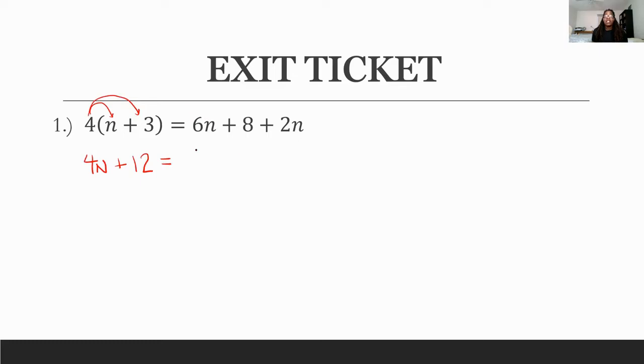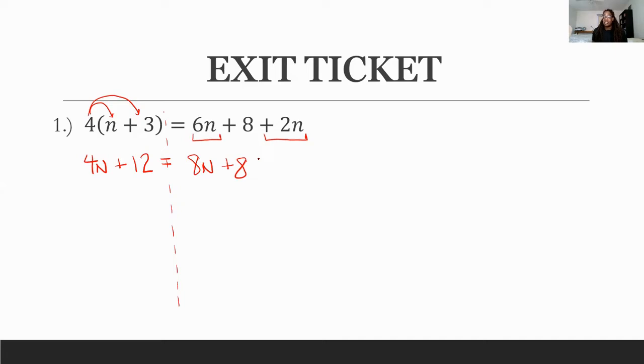So now we need to look at what's going on on the right side of this equal sign. I'm going to do a kind of barrier. We already combined what was happening on the left side. Now we're going to take a look at the right side. If you notice, we have 6n and we have plus 2n. Those are like terms, so we can combine them based on the operation, which is addition. 6n plus 2n gives me 8n, and then I just bring down this plus 8.